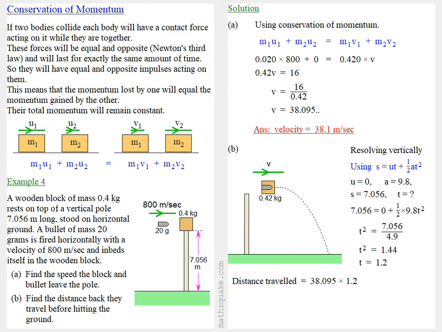Now we know the combined block has a velocity of 38.095 meters per second, and so the distance travelled is 38.095 times 1.2, which is 45.71. And so the distance it'll travel before it hits the ground is 45.7 meters.